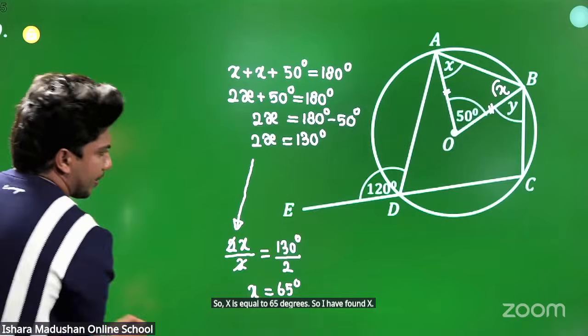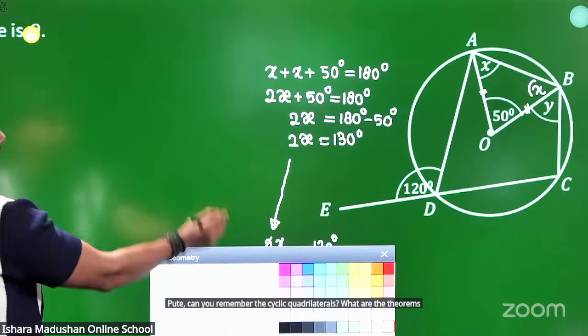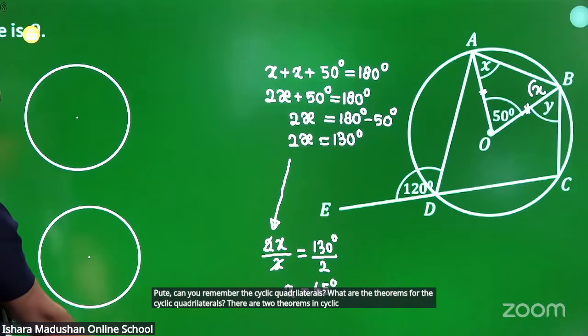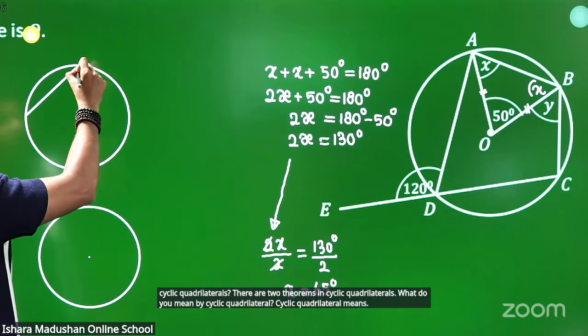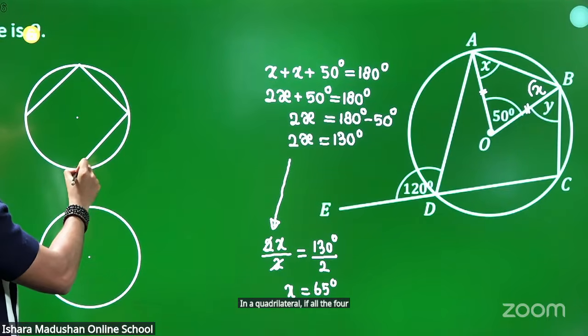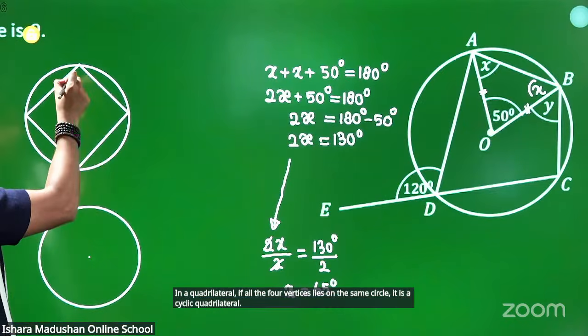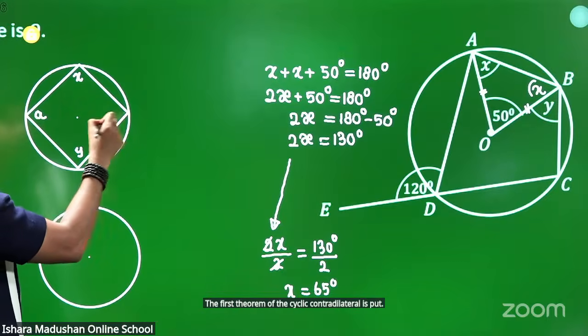Putha, can you remember the cyclic quadrilaterals? What are the theorems for the cyclic quadrilaterals? There are two theorems in cyclic quadrilaterals. What do you mean by cyclic quadrilateral? A cyclic quadrilateral means in a quadrilateral, if all the four vertices lie on the same circle, it is a cyclic quadrilateral.